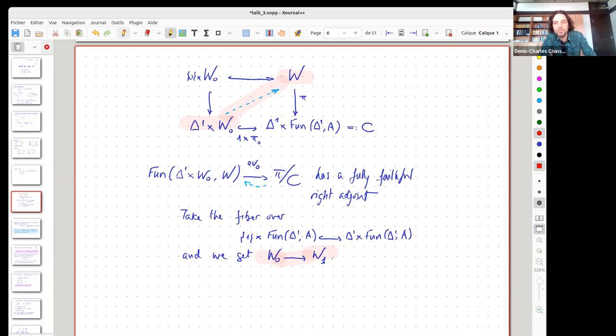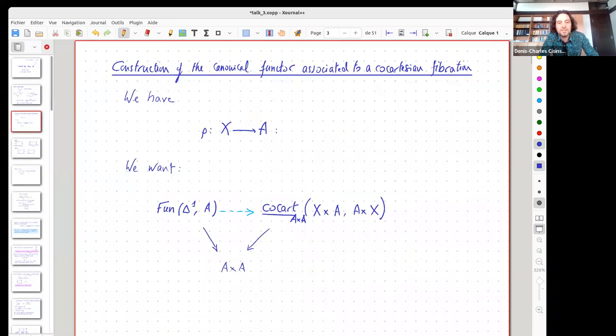And therefore, maybe you should think of it as it really leaves with that, and it preserves co-Cartesian edges, and therefore defines what we wanted, which was a map like this.